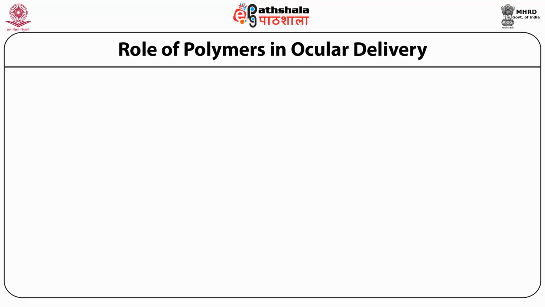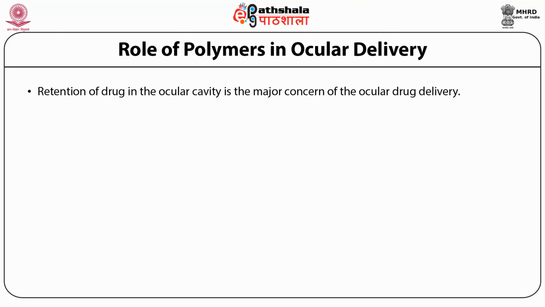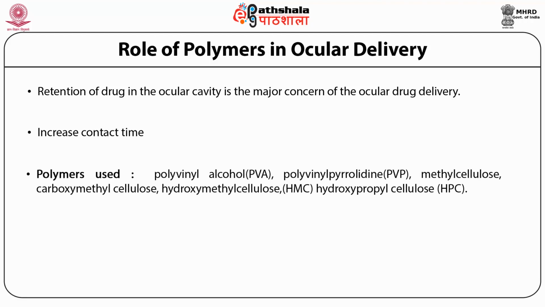The role of polymers in ocular delivery. Retention of drug in the ocular cavity is a major concern of ocular drug delivery. Thus, to increase the contact time and prolong residence of the formulation in the eye, many polymers have been employed, such as polyvinyl alcohol, polyvinyl pyrrolidone, methyl cellulose, carboxymethyl cellulose, hydroxymethyl cellulose, hydroxypropyl cellulose, etc. These polymers increase the viscosity of the solution and decrease the solution drainage.